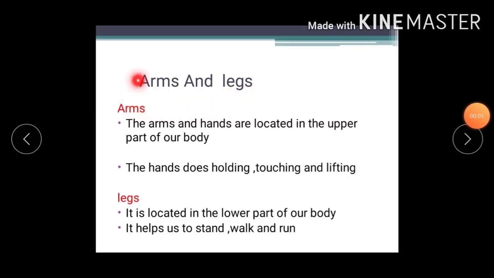As you know already, arms and legs are the external parts of our body. The arms help us to hold, touch and lift. In the same way, legs help us to stand, walk and run. So these two external body parts help us in many ways.